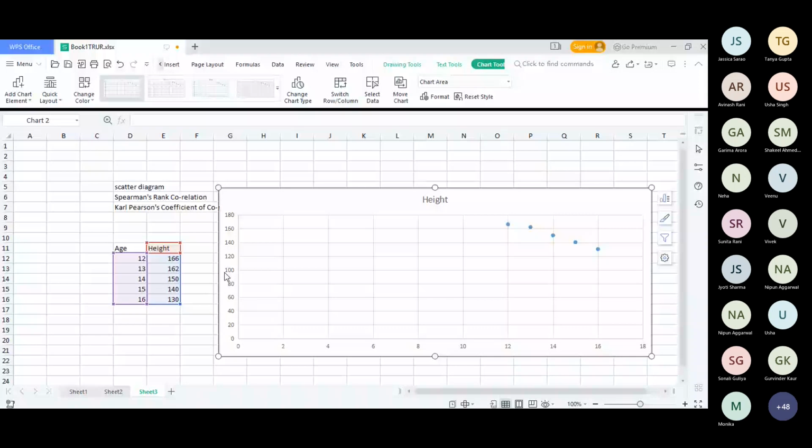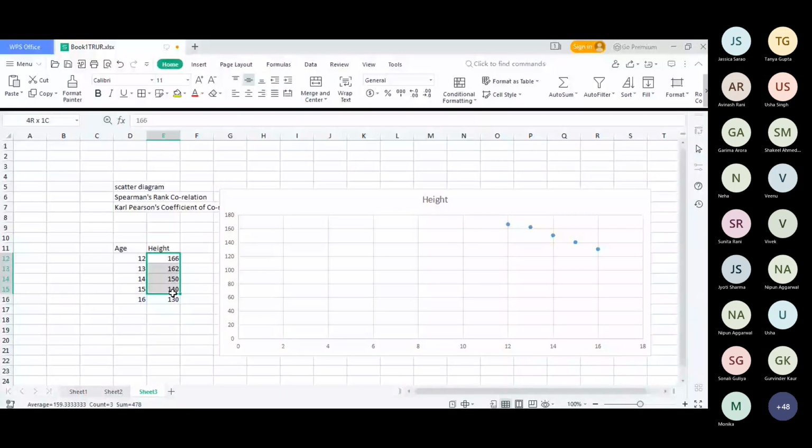As the age increases, the height decreases. So this slope becomes negative. So that becomes your scatter diagram, in which one and the other are opposite to each other. One is increasing and the other one is decreasing. Clear?